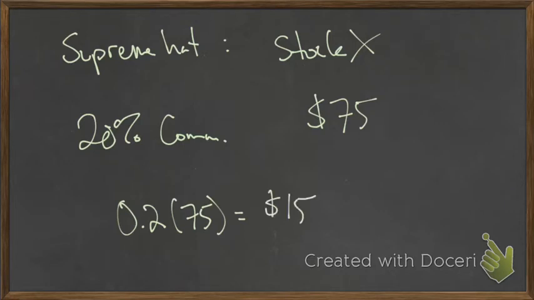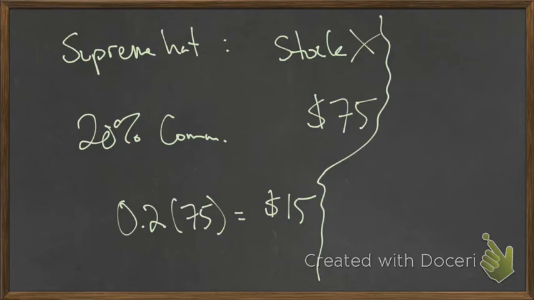I know it's $15 because I know 10% is 750. Anyway, Joe, so is the $15 for stock X? Yeah. So they would make 15, or would they make 75 and 60?